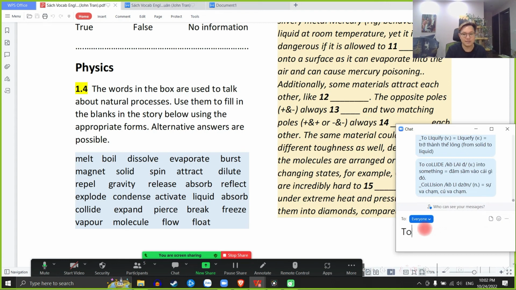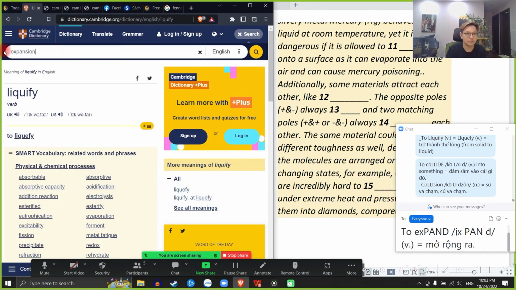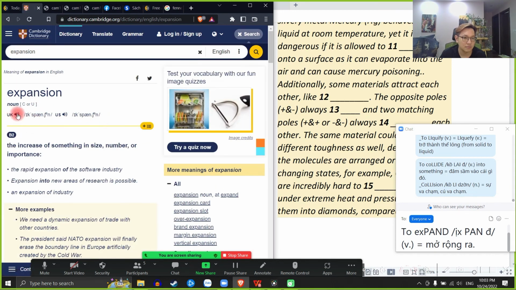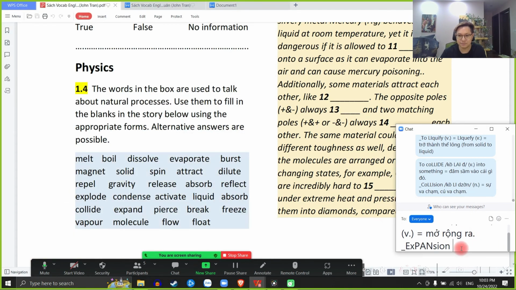Alright, next one, expand. Expand là mở rộng ra. And then the verb and the noun form is expansion. Expansion, sự mở rộng. Sự mở rộng ra, expansion.